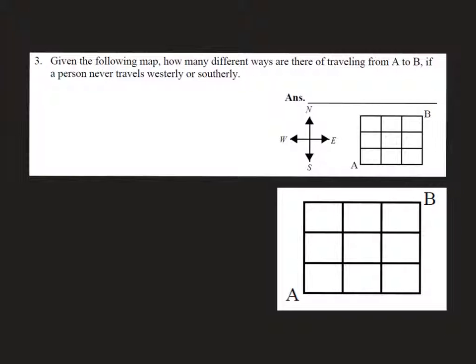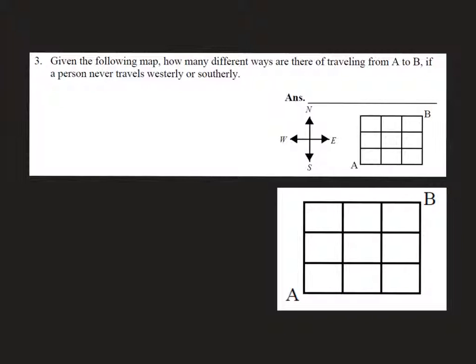Here's a problem from 1996 under the category Arithmetic with Literal Equations. Given the following map, how many different ways are there of traveling from A to B if a person never travels west or south? This problem is not the typical problem that you would see under the category Arithmetic with Literal Equations, but it's a good problem to do because it has some nice solutions.